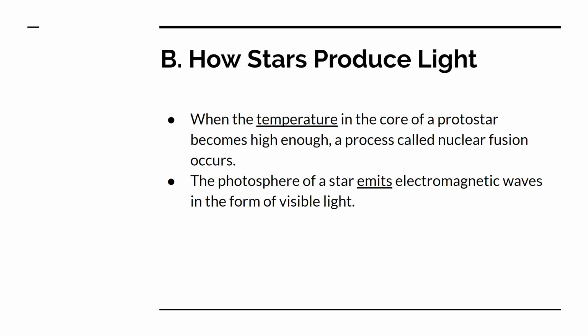And eventually that energy from the center of the sun, from those nuclear reactions, gets to the surface of the sun, which we know is called the photosphere. And the photosphere of any star, not just our sun, is the one responsible for emitting electromagnetic waves in the form of visible light.